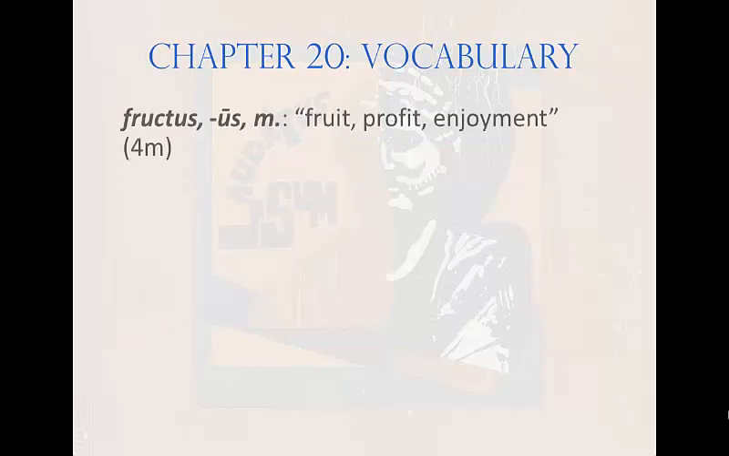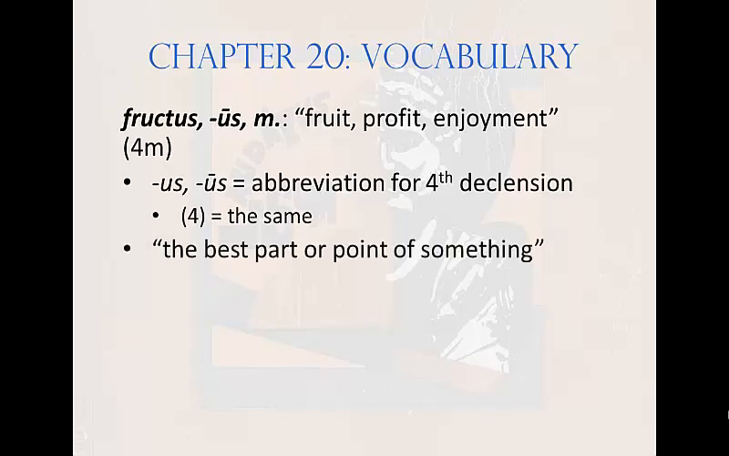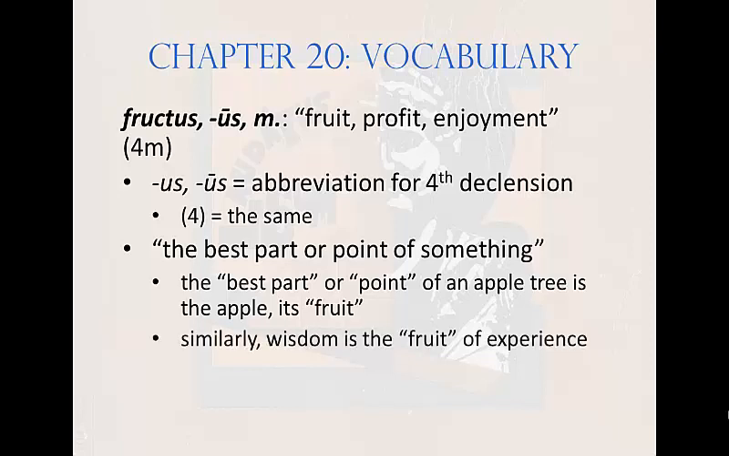Now let's look at the vocabulary. The first word is fructus, fructus, masculine, meaning fruit, profit, or enjoyment. It's a fourth declension masculine noun. Us is the abbreviation used in many dictionaries to indicate fourth declension. A 4 in parentheses indicates the same. Fructus really means the best part or the point of something, as in the best part or the point of an apple tree is the apple, that is, its fruit. Similarly, wisdom could be called the fruit of experience.